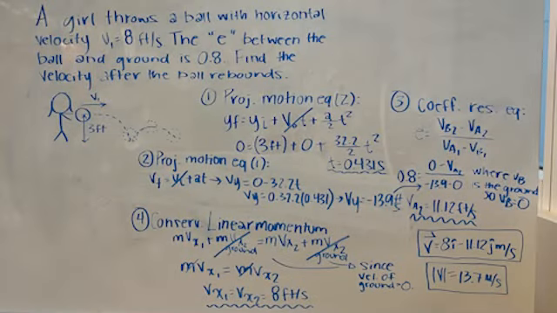A girl throws a ball with a horizontal velocity of v equals 8 feet per second. The e, or coefficient of restitution, between the ball and the ground is 0.8. Find the velocity after the ball rebounds.